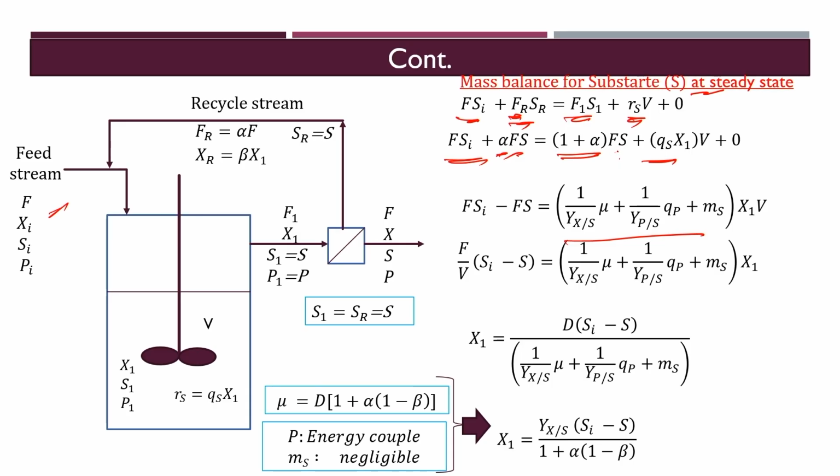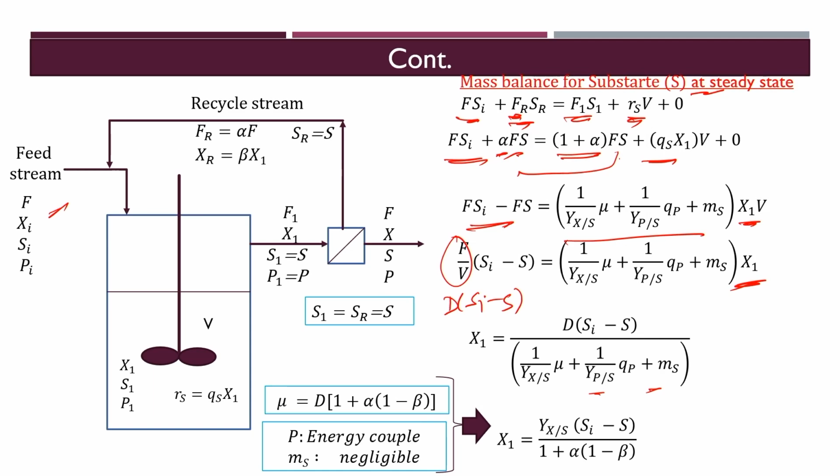It becomes F SI, you take this F S this time, so the alpha term will be cancelled out. It becomes F SI minus F S, or F upon V SI minus S, it will be simply D(SI minus S). This equals the rate of substrate conversion into X1 into V. So, in this way we can find the value of X1 as D(SI minus S) divided by mu upon Y X upon S plus QP upon Y P upon S plus MS.